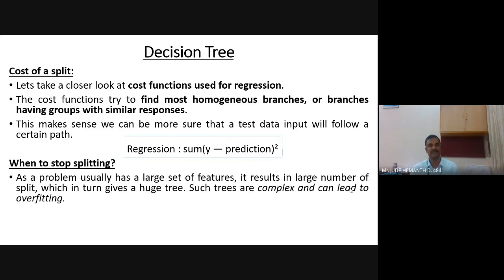So when to stop splitting? As we know, we have a large set of features. It results in a large number of splits also. So more number of splits, more number of branches.